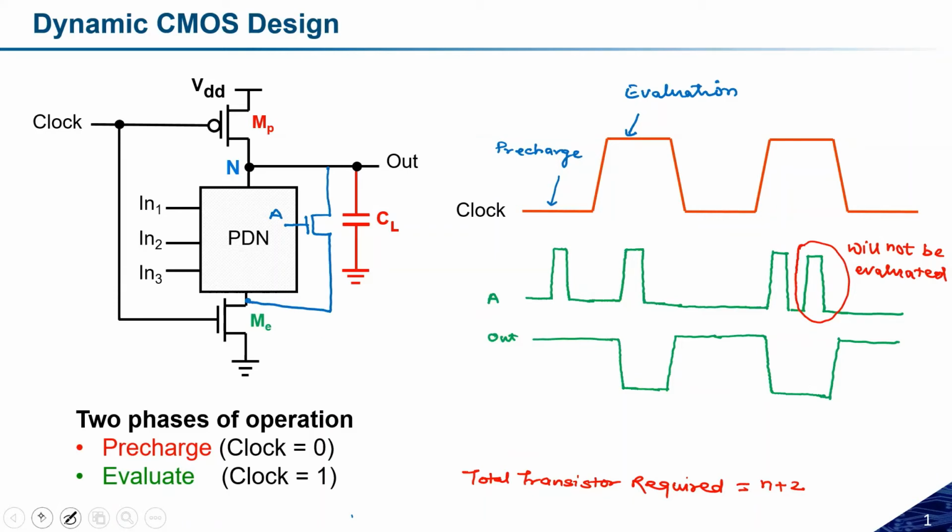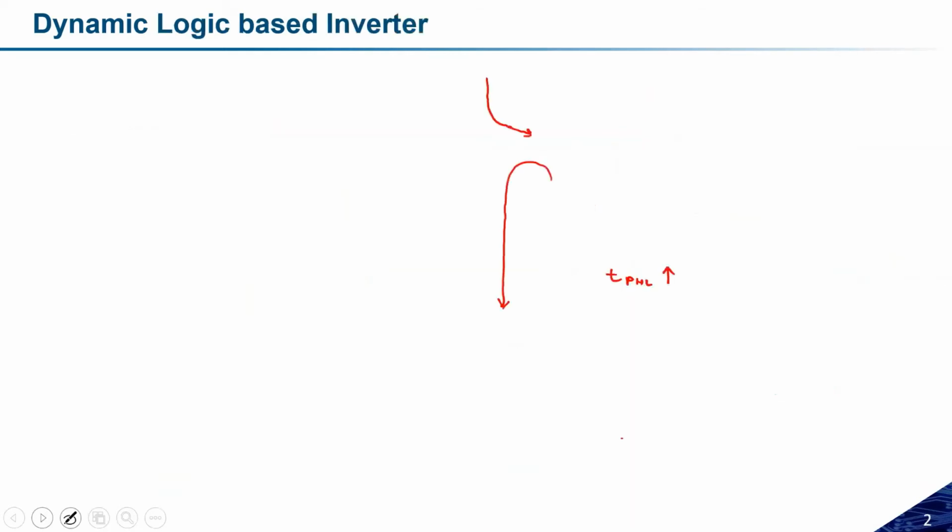This is not a solution to solve all the problems. Okay, so still the problem will be there, and that depends on if the input change is more frequent than the clock frequency, then the problem will remain valid. Okay, so this problem cannot be solved here. So this is the limitation with the dynamic CMOS one.